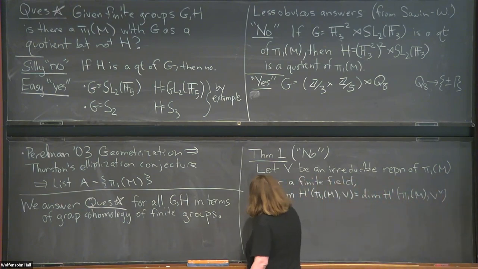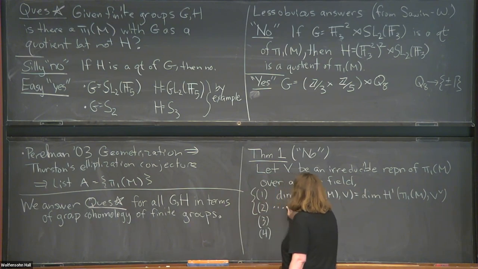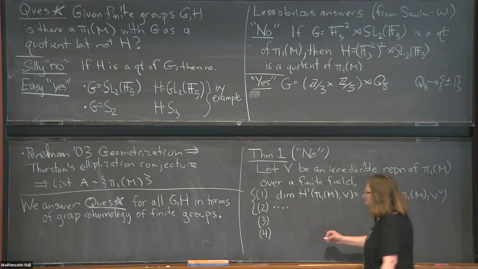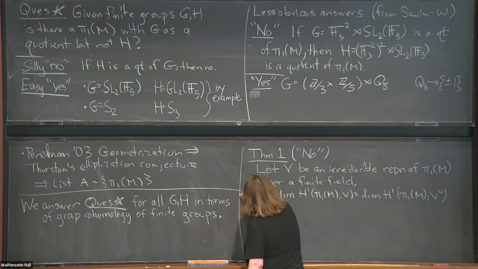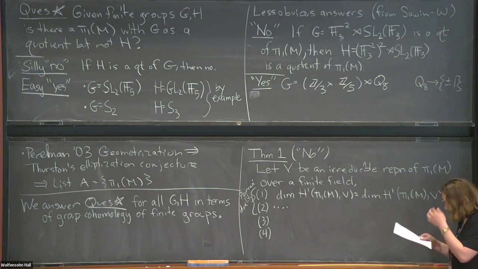Both of these first two, I'm not going to state two. The paper is on the archive, and I just want to give you the flavor of things. These first two are pretty straightforward, and they follow from Poincaré duality. It's the fundamental group of something with Poincaré duality, so that imposes some restrictions.